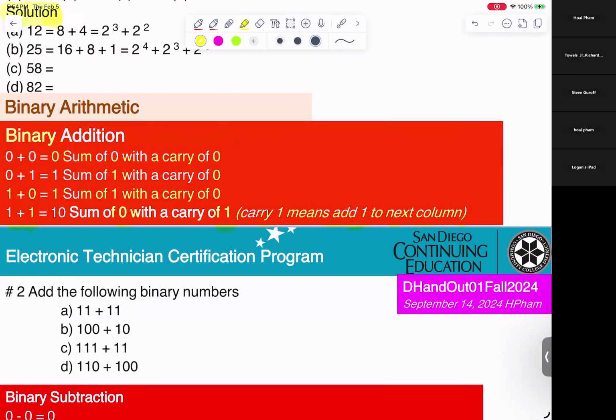0 add 0, you get 0, no carry. 0 add 1, you get 1, no carry. 1 add 0 will be 1, no carry. However, 1 adding 1 answer will be 0. But carry 1. So when we're talking about carry 1, you must understand carry 1 means adding 1 to the next column. You understand? We go from very, very basic.